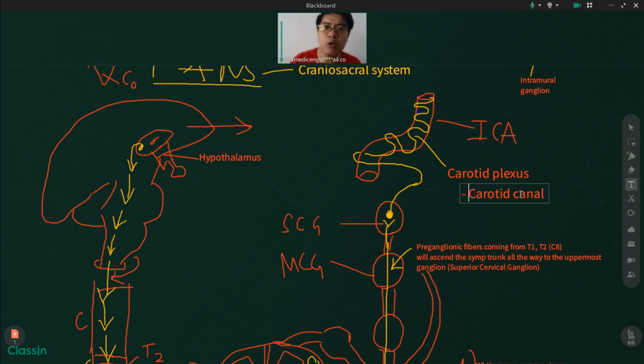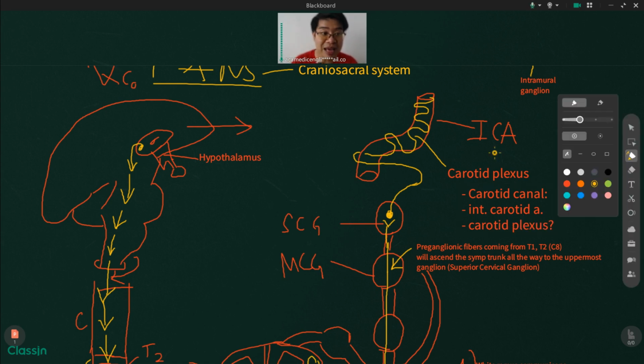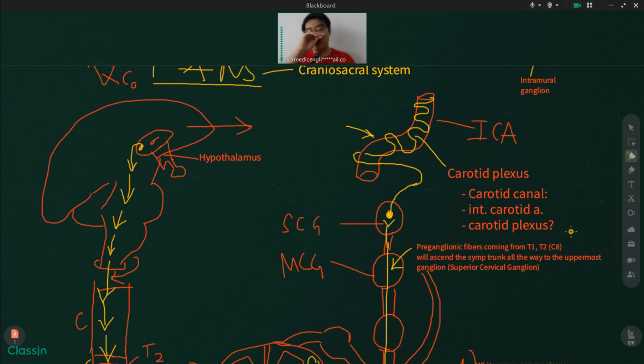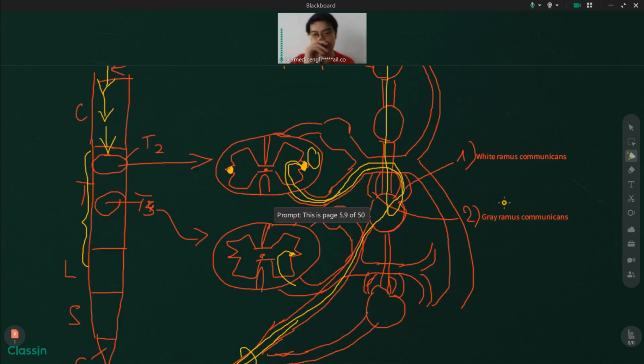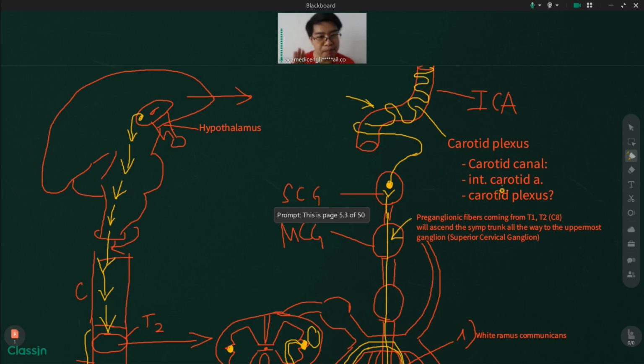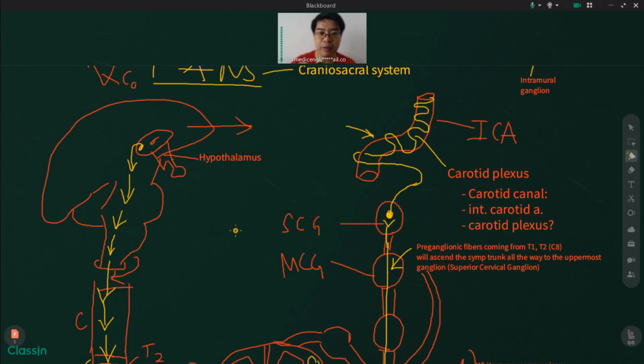If you look in the carotid canal, you will see two things passing through the carotid canal, not just one. One thing is the internal carotid artery. What is the other thing? Carotid plexus. What is carotid plexus? This thing. So the carotid sympathetic plexus does the job of getting the sympathetic outflow into the structures of the head and neck. It's just magical, the way our body is structured. But this is how your sympathetic nervous system is structured.